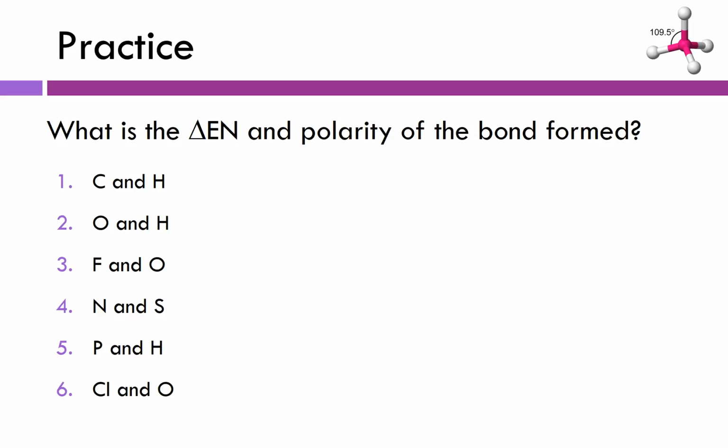So we'll start off with carbon and hydrogen. Small difference in electronegativity. It's just over the threshold at 0.4. This is a polar bond, but it's ever so slightly polar. It's not like it's a really drastic, big difference in electronegativity.